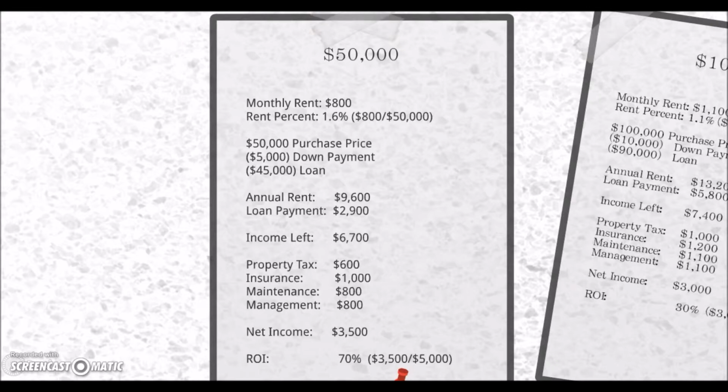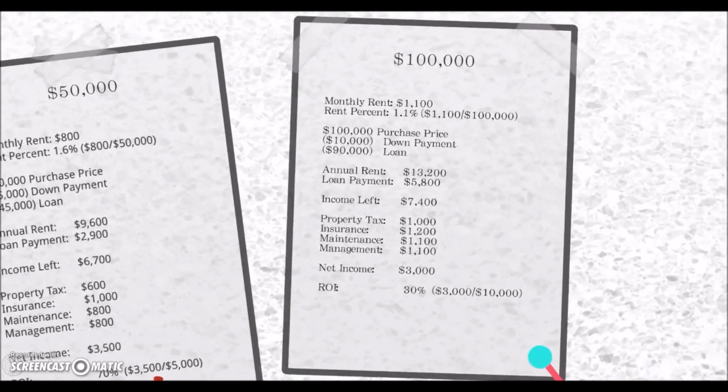Subtracting out these expenses, we are left with a net income of $3,500, which is pretty standard for lower income housing. You can expect to cash flow anywhere from $200 to $300 a month, which multiplying that by 12 months, you can expect a net income of $2,400 to $3,600 roughly. Just off a rule of thumb, for lower income housing, they typically cash flow pretty well. So your return on investment would be $3,500, and you're going to have a $5,000 investment, so that's going to give you quite a high return on investment.